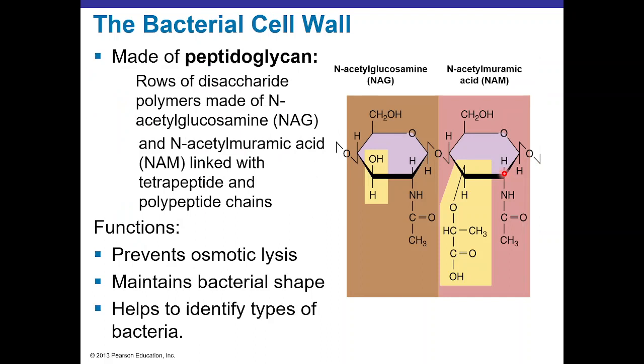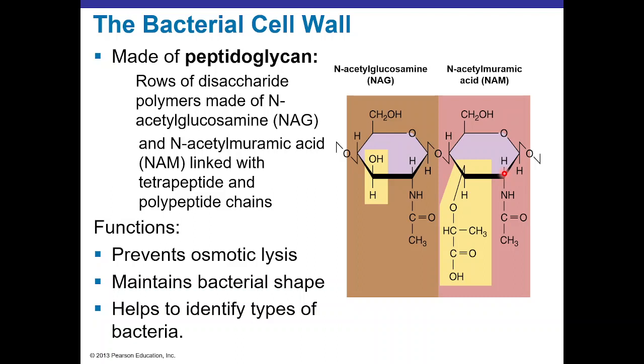Now, let's talk about the characteristics of the cell wall of bacteria. So the cell wall of bacteria is made of a complex of proteins and saccharides that we know as peptidoglycan. Peptidoglycan is made out of rows of disaccharide polymers, and these disaccharide polymers are made of two carbohydrates, N-acetylglucosamine or NAG and N-acetylmuramic acid or NAM. And this NAM has attached a link of tetrapeptides or 4 amino acid proteins, and the adjacent rows of these NAM and NAG are held together by polypeptide chains, and they form a cross bridge.